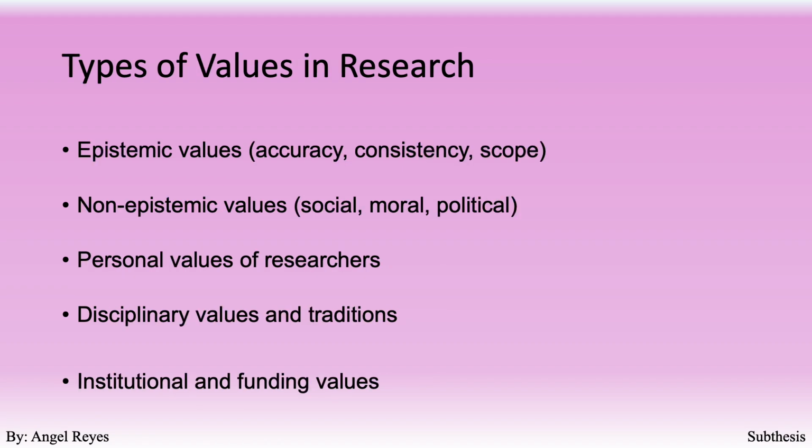Researchers encounter multiple types of values. Epistemic values concern knowledge production itself, including accuracy, predictive power, explanatory scope, and consistency with existing theories. Non-epistemic values include social, moral, and political considerations, such as promoting welfare or equity. Personal values reflect researchers' individual backgrounds, motivations, and worldviews, which inevitably shape their interests and approaches.